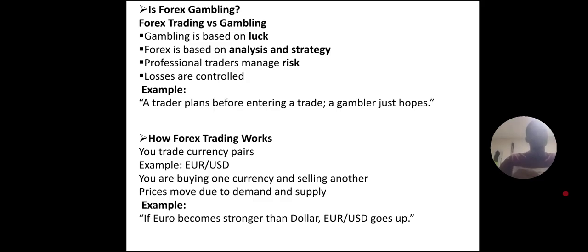So professional traders manage risks. Losses are controlled. A trader plans before entering a trade, a gambler just hopes. So you must understand that forex is not gambling. Forex is not just trying to come and cash $10, $100, $1,000. If you don't understand how it works, even when you make profit from the market, you will lose it to the market also, because you don't understand how the market works. So the goal is not just to get $10 or $20 from the market. The goal is to understand what the market is all about.